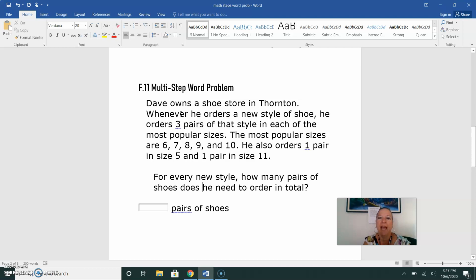Is it really important that when he orders a new style, he buys 3 pairs of each style in each of the popular sizes? Yes. So I would underline that. Then it says the most popular sizes are, yes, we need to know all of these different sizes because he's getting 3 each of those sizes. Okay, so we'll underline that. Then it says he also orders 1 pair in that size and 1 pair in that size. That is important because we need to know the total. So we have to either add or multiply or something, so I'll underline that also.